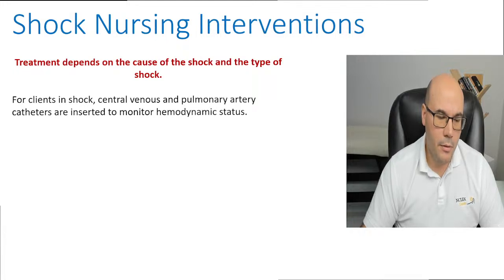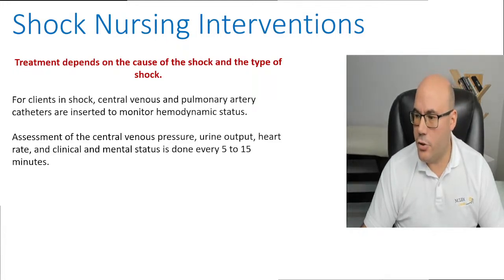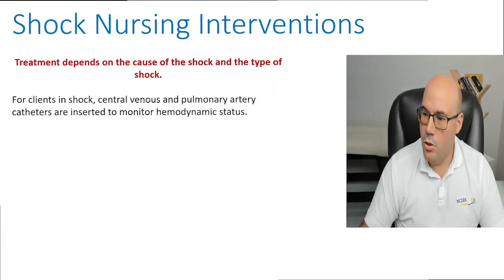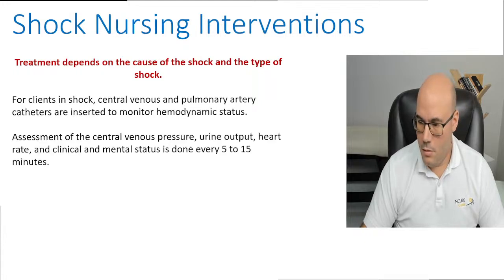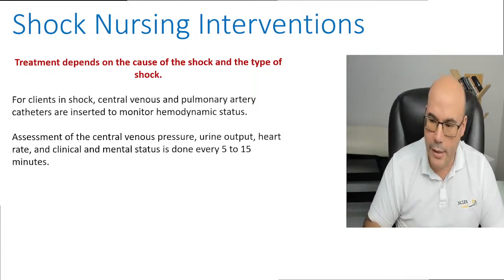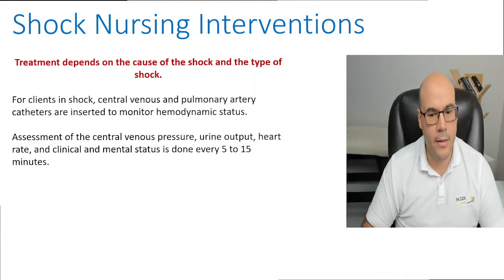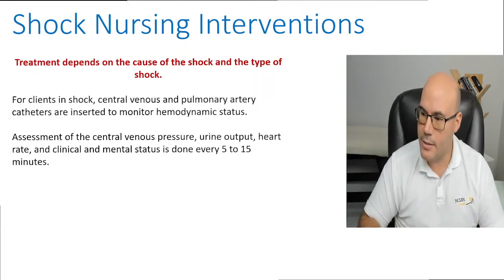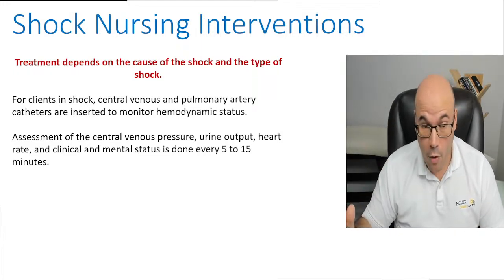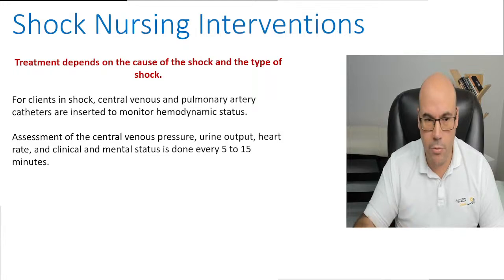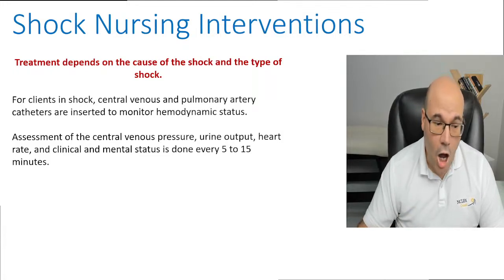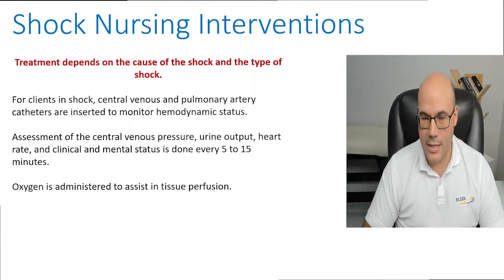But there are some interventions that are pretty standard. For example, for clients in shock, we use central venous and pulmonary artery catheters to monitor hemodynamic status. It's important to assess central venous pressure, urinary output, heart rate, clinical manifestations, and mental status every 5 to 15 minutes. So usually between 5 to 15 minutes, or more often, we're assessing vital signs, blood pressure, central venous pressure, arterial pressures. Oxygen is administered to assist with tissue perfusion.